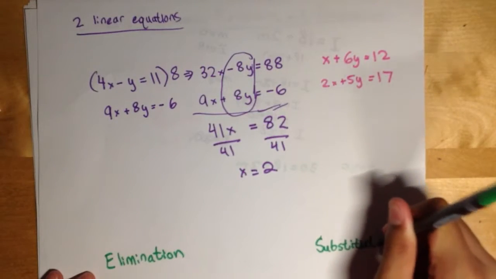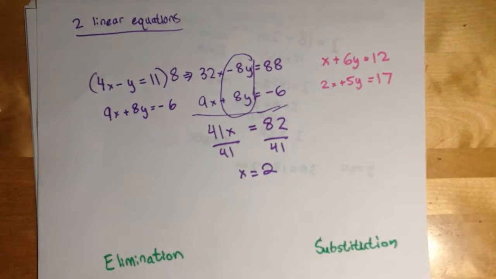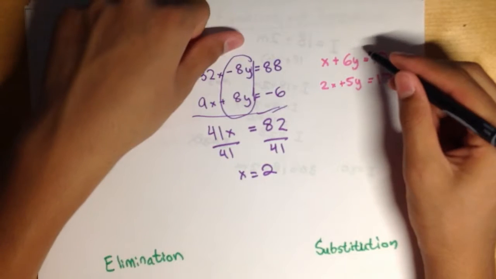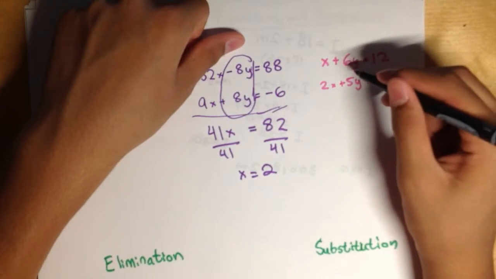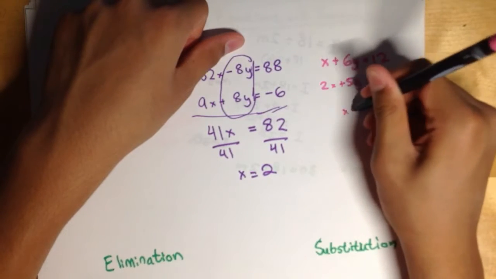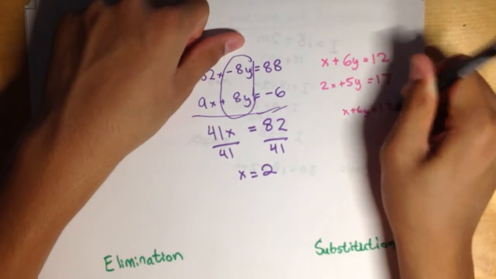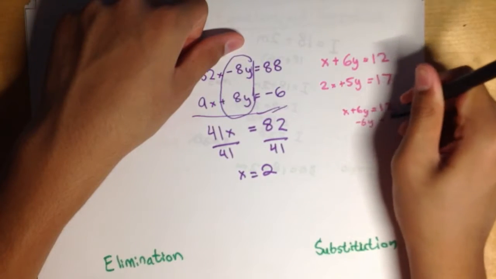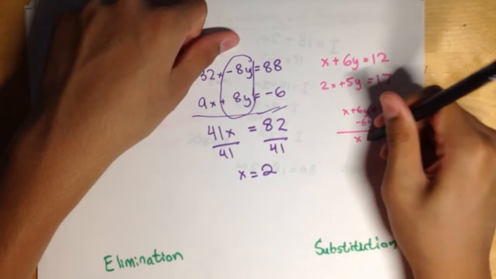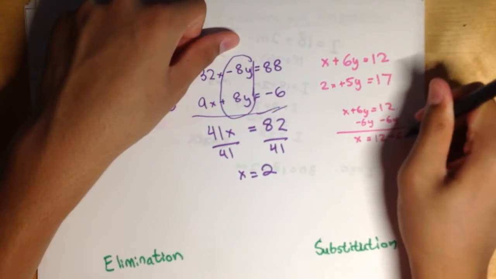What does this mean? Well, you can find one variable in terms of another. Let's take this x in this top equation here, and find what x is in terms of y. To write this again, x plus 6y equals 12. So subtract 6y from both sides. Now you just have x on one side, and that equals 12 minus 6y.